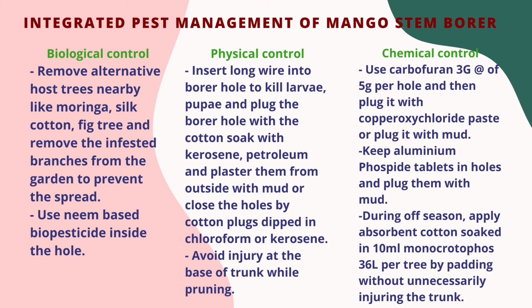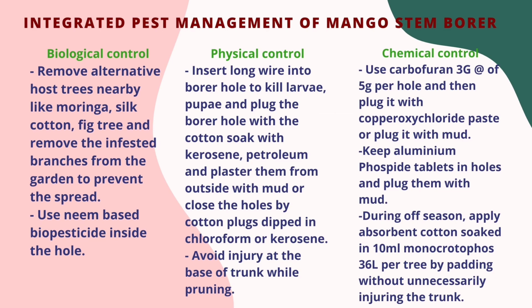For the biological method, we can remove the alternative host trees near the tree, like moringa, silk cotton, and fig tree, and also remove the infested branches from the garden to prevent the spread. Neem-based biopesticide can also be applied by putting it inside the hole. Then, for the physical control, we can try to insert a long wire into the borer hole to kill the larva and pupa. Then, plug the borer hole with a cotton sock with kerosene or petroleum, and plaster it from the outside with mud, or close the hole with cotton plugs dipped in chloroform or kerosene. And also, make sure to avoid any injury at the base of the trunk while pruning.